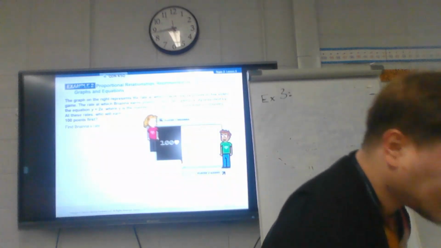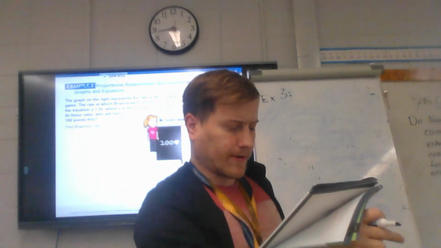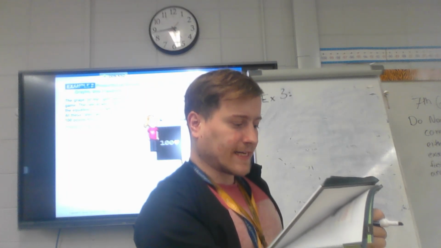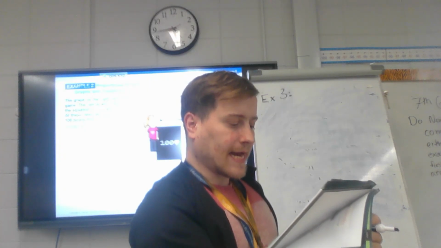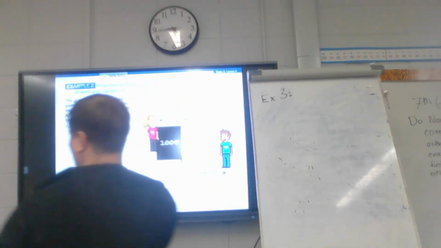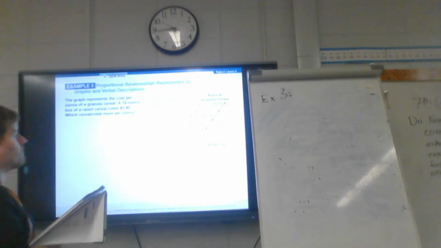All right. This is still on page 123, y'all. 123. The graph represents the cost per ounce of a granola cereal. A 15-ounce box of a raisin cereal costs $3.90. Which cereal costs more per ounce? So if in your PowerPoint, you have your PowerPoint, it's simply the next example, graph 3.